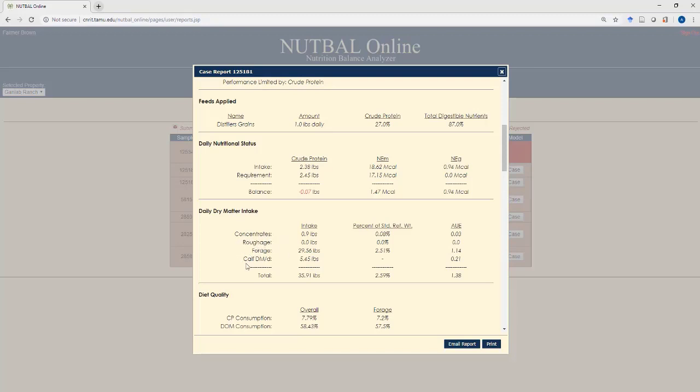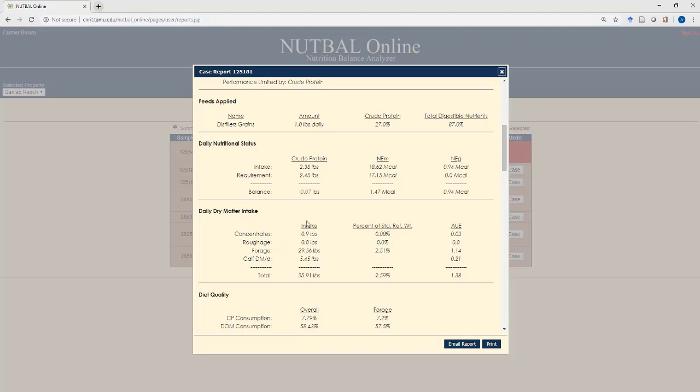And the next value, if you have an animal that is lactating, you'll see a calf intake value. The calf is included as a cow-calf pair, which is generally considered a single unit when we're talking about stocking rates or feeding your animals.